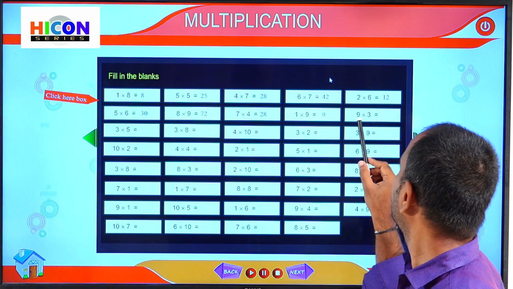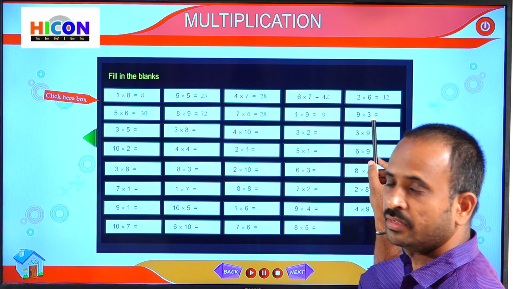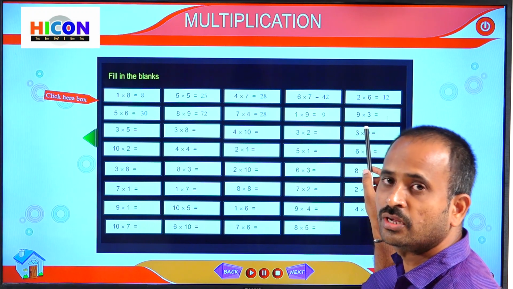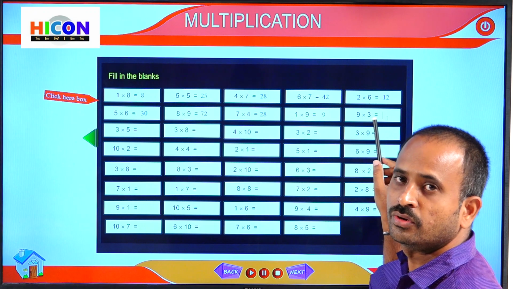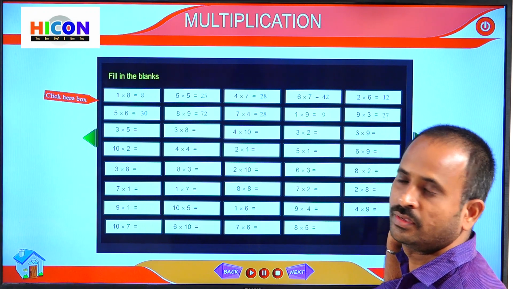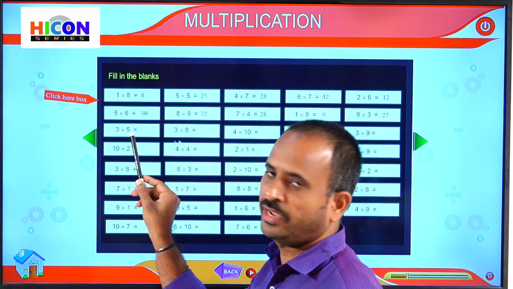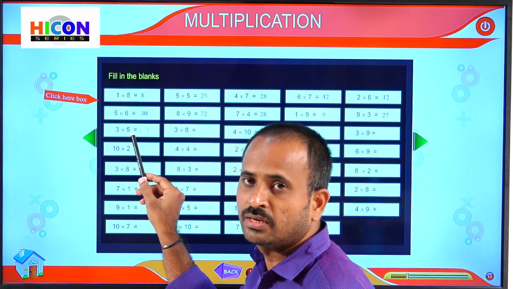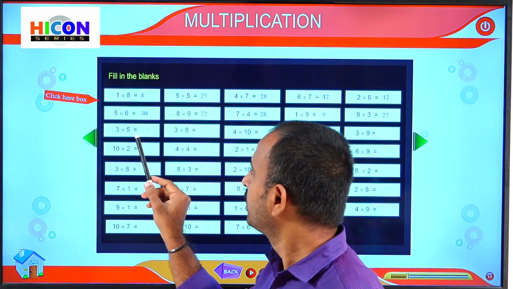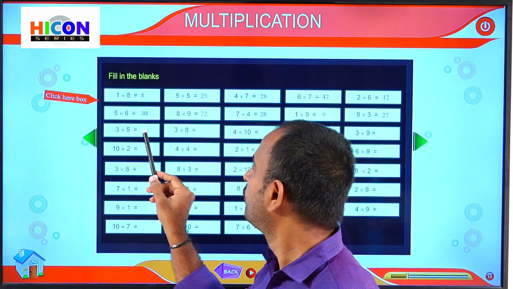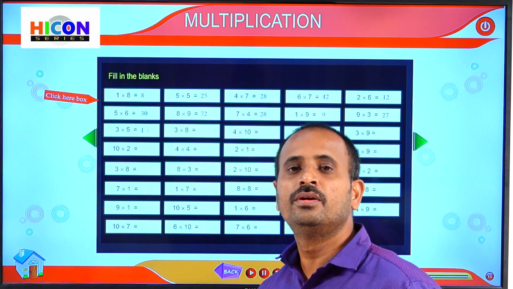See the next one. 9 into 3. That is 9 3 jar. In the 9th table, 9 3 jar how much? 9 3 jar 27. Children, see the next one. 3 into 5. So 3 5 jar. This is the table 5. In the 5th table, 3 5 jar how much? 3 5 jar 15. Very good, 15.